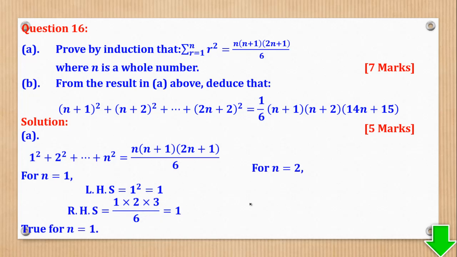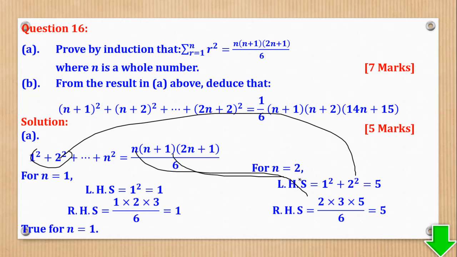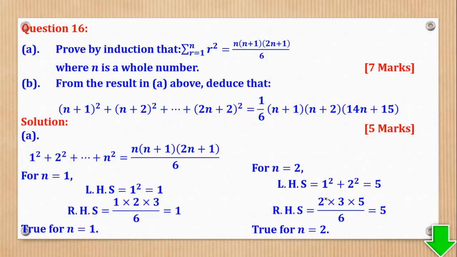What about n equal to 2? The first two terms here are these, which is 5. Then for the right hand side, 2 times 3 times 5 over 6. This is 30 divided by 6, which is 5. So it is true because left hand side is equal to right hand side.